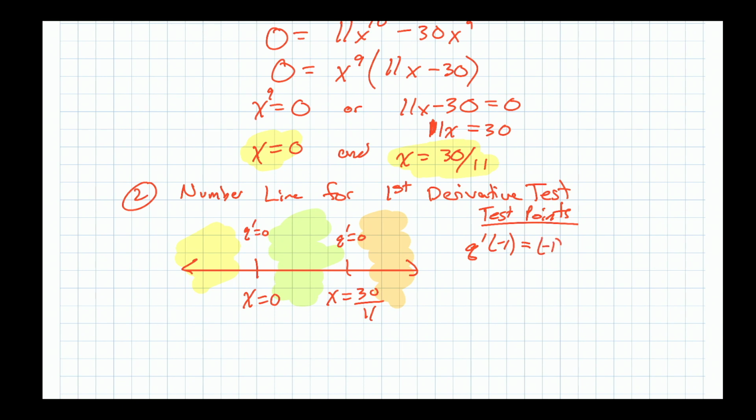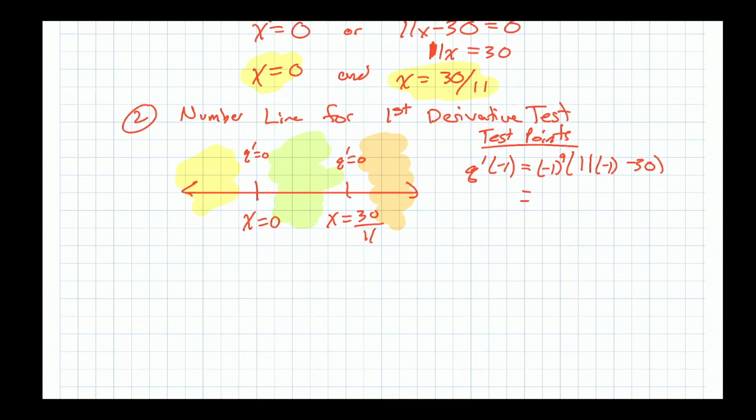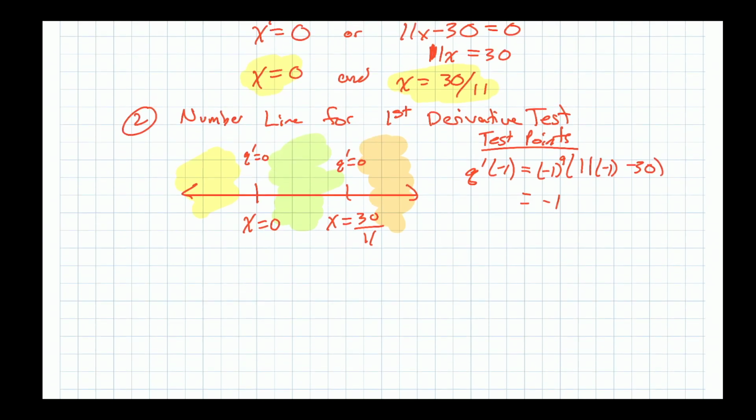So -1 to the 9th, times 11 times -1 minus 30. The reason I like this is I can see -1 to the 9th is -1, and then I've got -11 minus 30, which is -41. And so I can see that that's positive real easy without having to grab a calculator or something. It's positive. All right. I'm going to write that a little nicer though.